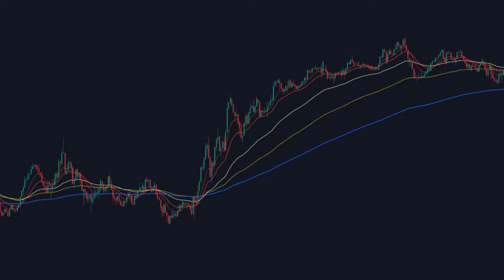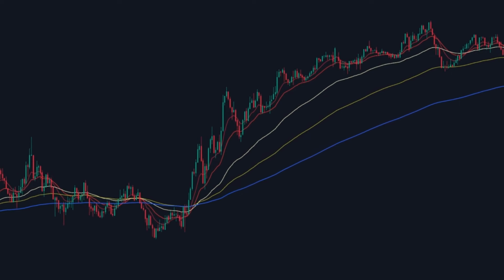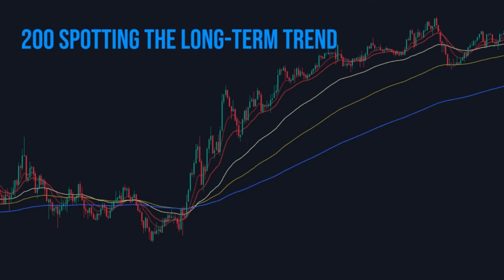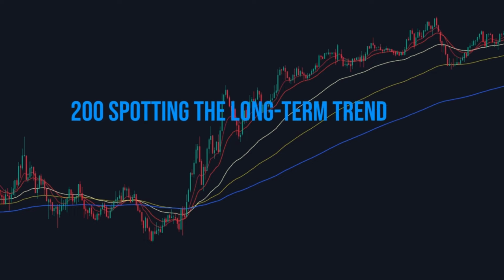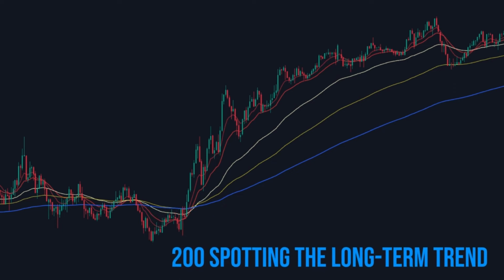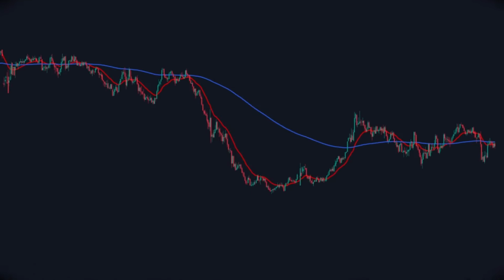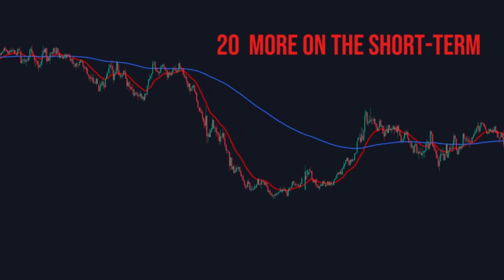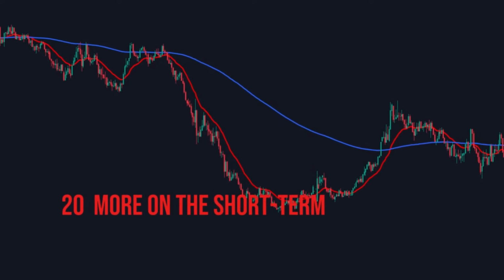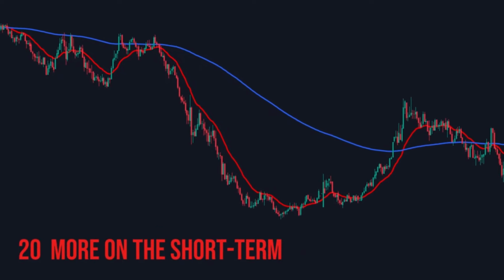Different moving averages can show you different things depending on the length you choose. A 200-period moving average is great for spotting the long-term trend of a market. It helps you see which way the big players are moving over a longer stretch of time. On the other hand, a 20-period moving average focuses more on the short term, showing you the recent trend and helping with quicker trade decisions.